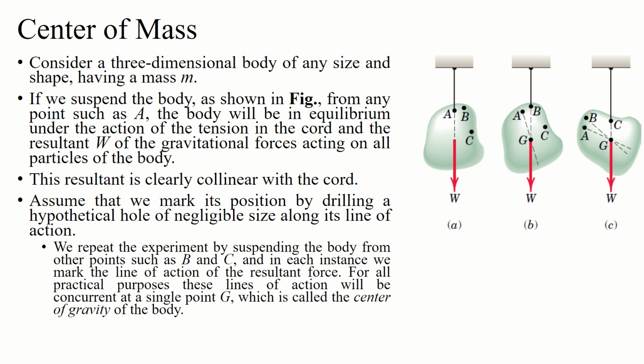What is a center of mass? Let us consider a three-dimensional body of any shape, any size, having a mass m. If we suspend the body, as shown in the figure right here, from any point such as A, the body will be in equilibrium under the action of the tension in the cord and the resultant W, that is, under the action of the gravitational force field. This force field is acting on all the particles in the body. The resultant is clearly collinear with the cord.